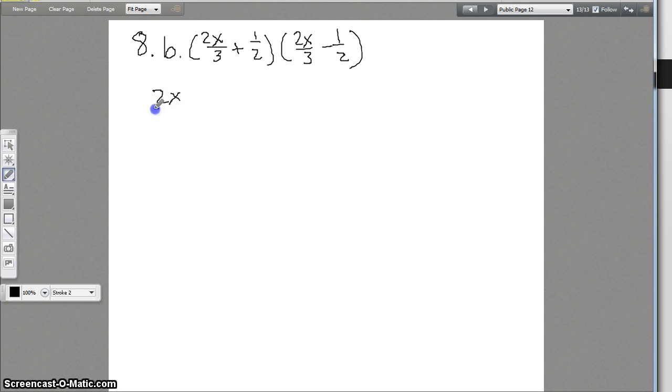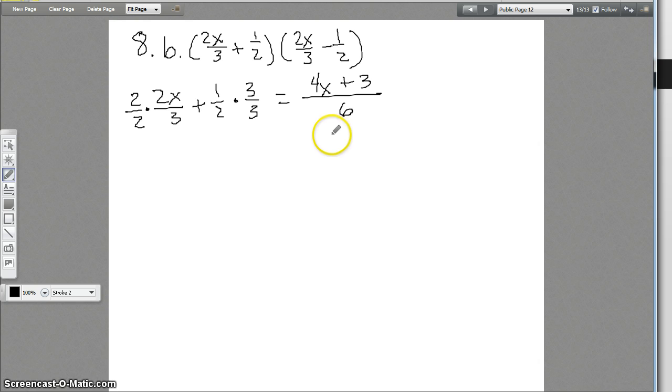So if we have 2x over 3 plus 1/2, what do we need to do in order to add these fractions? Well, first thing we have to do is get a common denominator. So I'm going to multiply my first fraction by 2 over 2 and my second fraction by 3 over 3. That will give us a common denominator of 6. So 2 times 2x is 4x, and 1 times 3 is 3. So we have 4x plus 3 over 6.